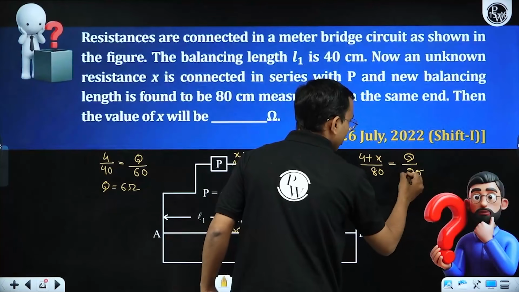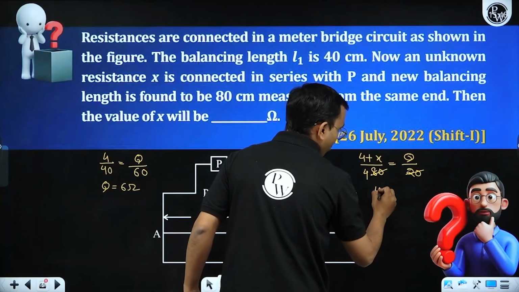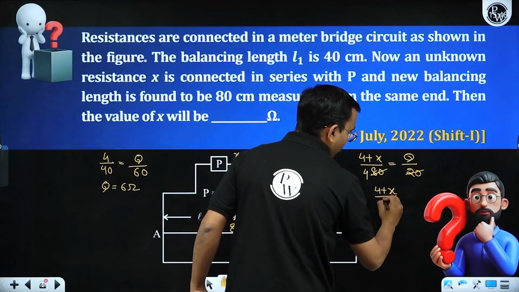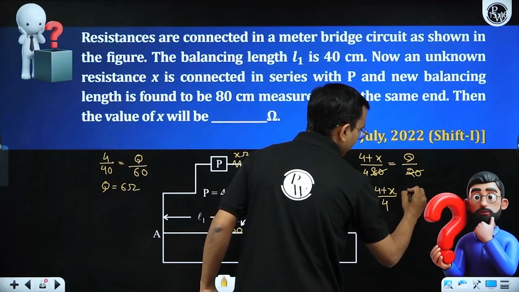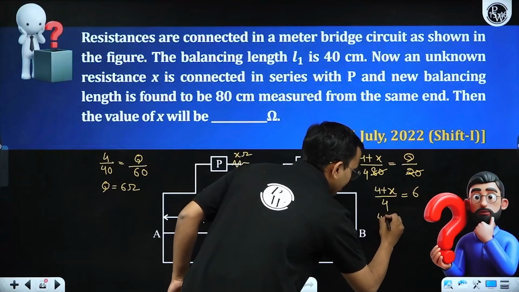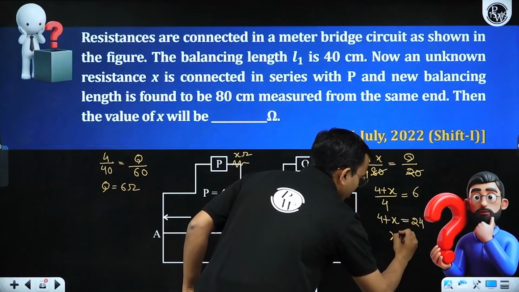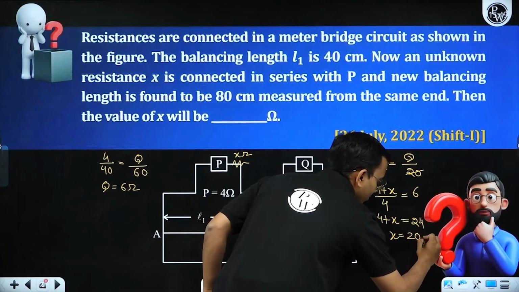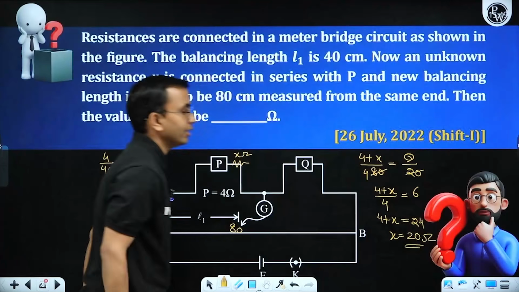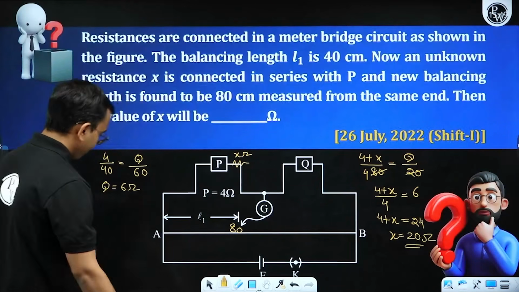What is Q? Q is 6. So 4 plus X divided by 4, putting 6 here. So 4 plus X is 24, and X comes out to be 20. So we had connected a 20 ohm resistance in series with P.